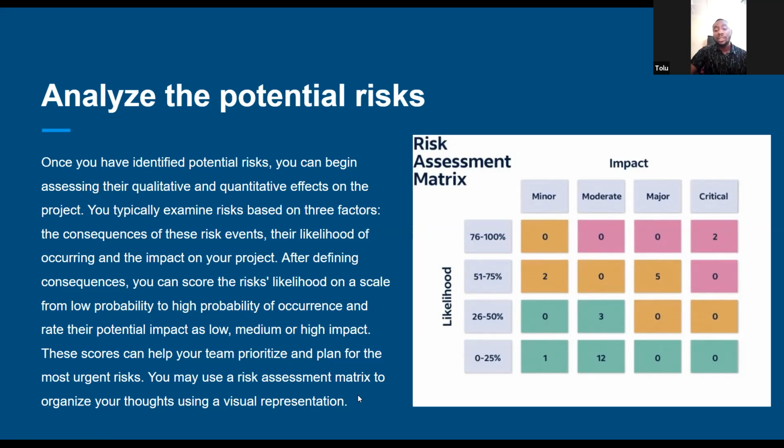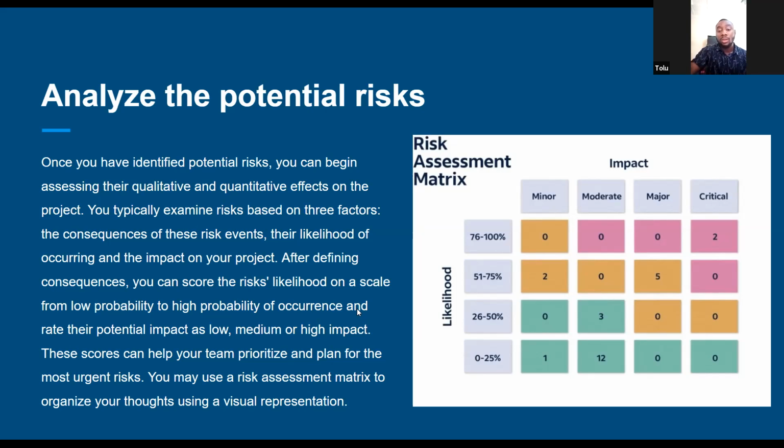But the ones on red, that means they are going to impact your project. They are going to affect your project. So you have to actually plan for them, because they are critical and their likelihood is very high. That means within 76 to 100%.